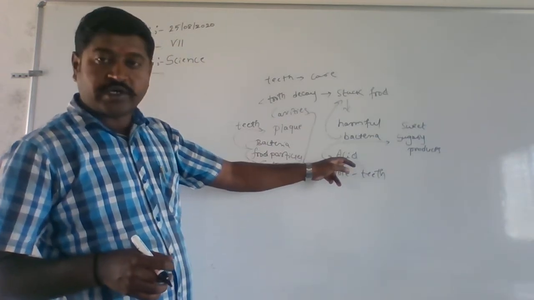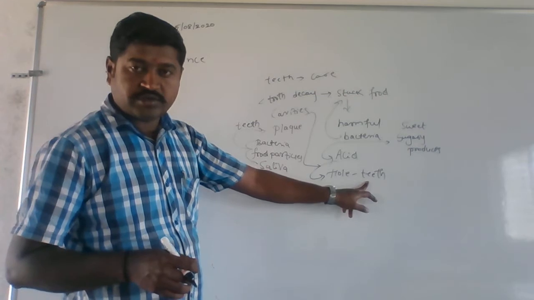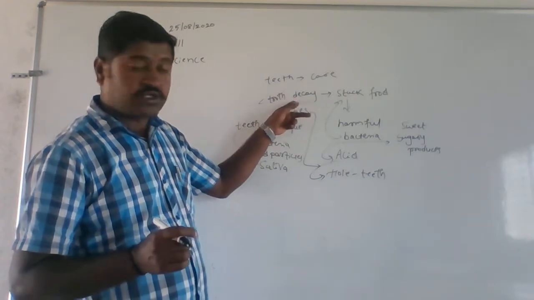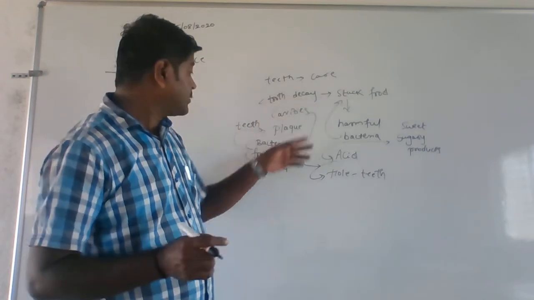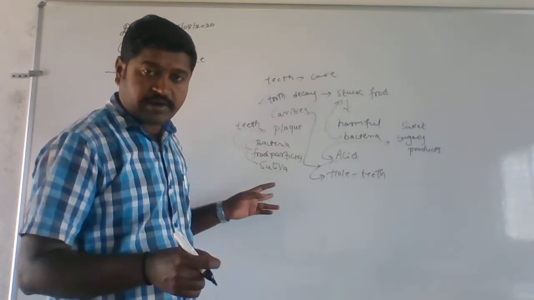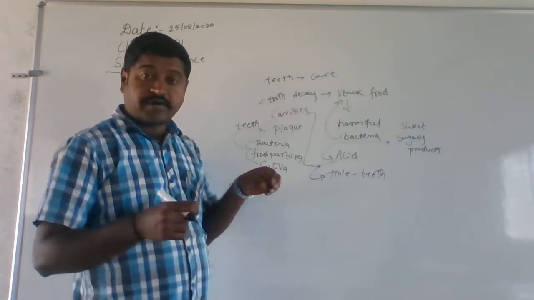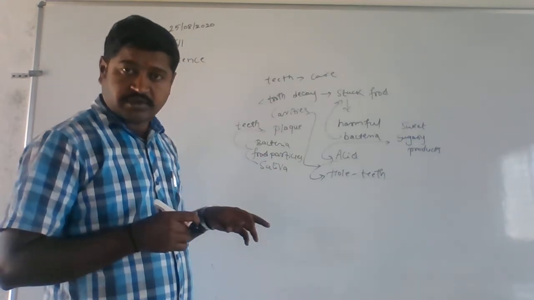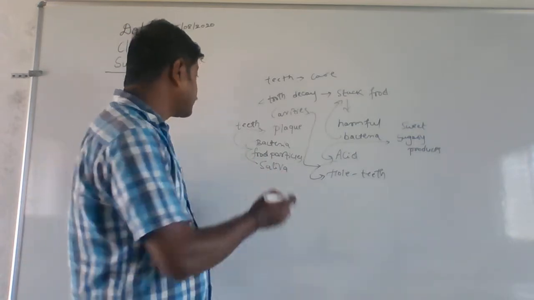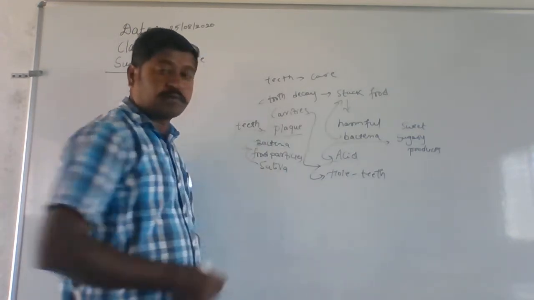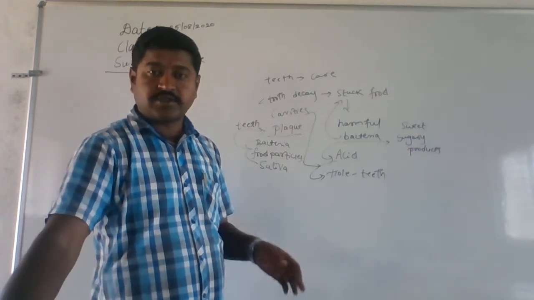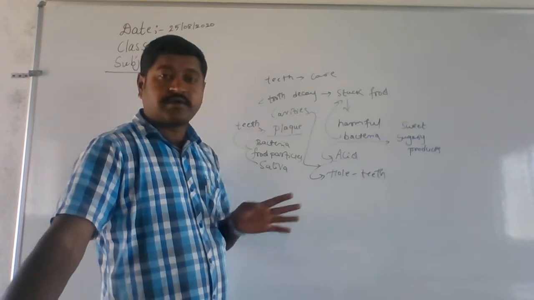Acid is going to cause a hole on our teeth, which results in cavities, and for that we call it tooth decay. Then bacteria, food particles and saliva are making a thick layer on our teeth. These are settling on the teeth, making a thick layer, and for that we call it plaque. Is this clear, children? Students, understood? Okay.